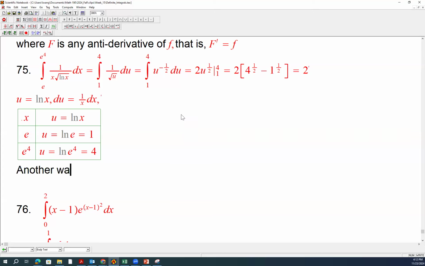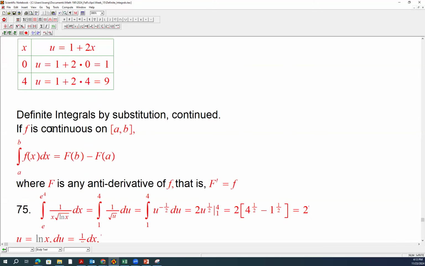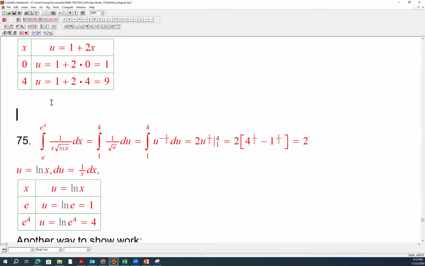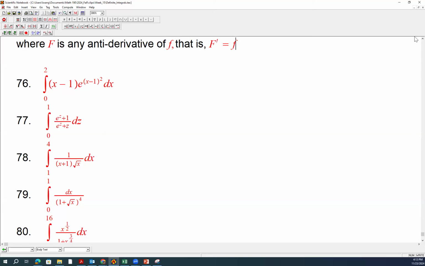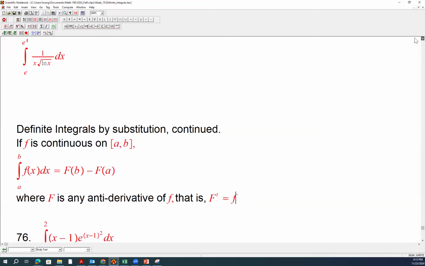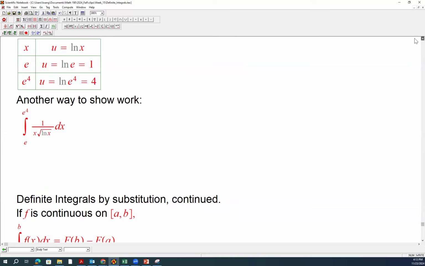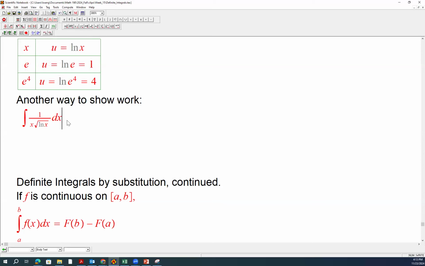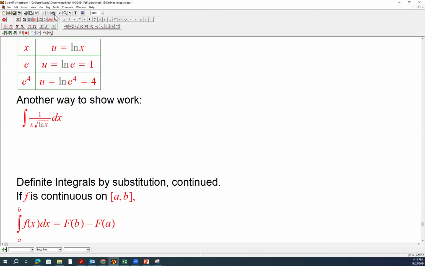Another way to show work is that instead, we're first going to find the antiderivative. Because in the fundamental theorem of calculus part 2, we just need any one antiderivative. So instead of doing the definite integral, we just do the indefinite integral. And the substitution is going to be the same.